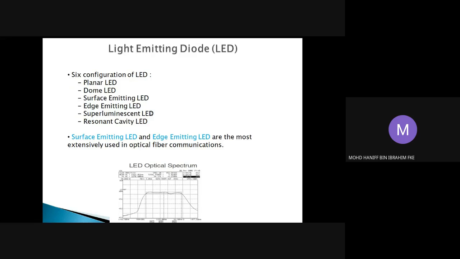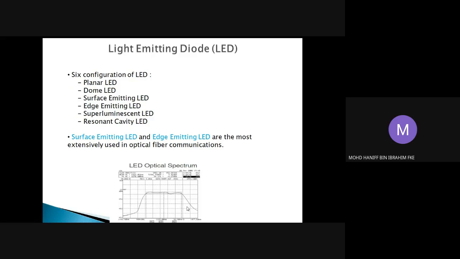Okay, so this is the typical spectrum for the LED. We can say from this diagram that the spectrum of the LED is very wide, so the spectral width of the LED is quite big. That is why the LED is not suitable for long distance applications, because due to this very wide spectral width, the pulse dispersion will be very big. We are going to have a severe pulse dispersion, and this is not good for long distance communication.